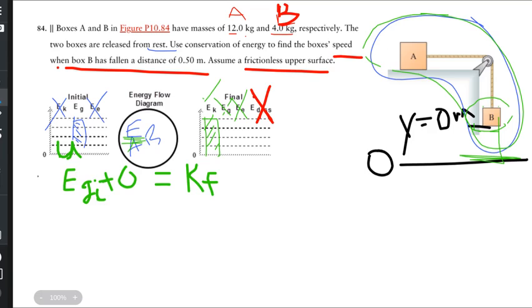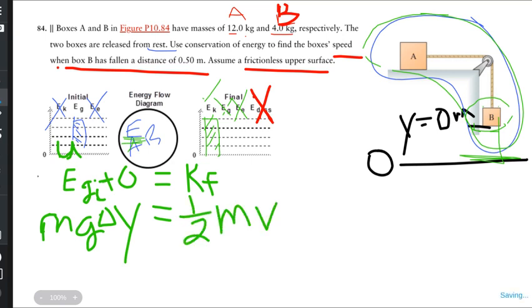Okay, so now we're going to put in our equation. So our gravitational potential energy is mg times, and I believe on your equation sheet it's called delta y. And then in our kinetic energy, we'll go 1/2 mv squared.